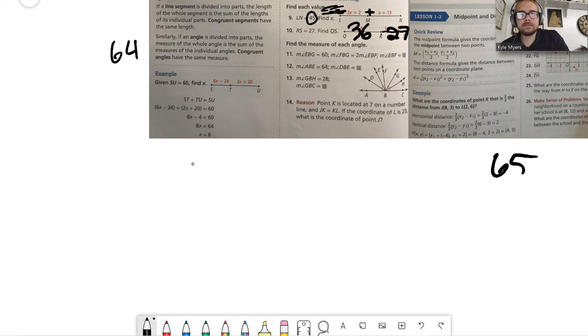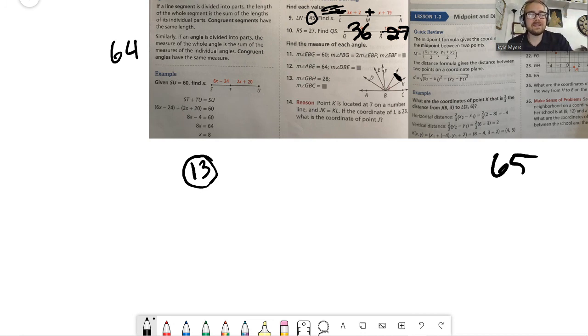Number 13. All right, so for number 13, GBH is 28. GBH, that's right there. Okay, so GBH. Notice I'm connecting the ending letters. I mentioned this earlier, but I'll say it again. If you want to know what angle they're talking about, just connect the ending letters. I connect the G and the H, and that's the angle they're talking about. Right? They're talking about that little piece.